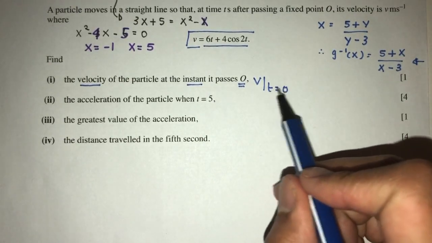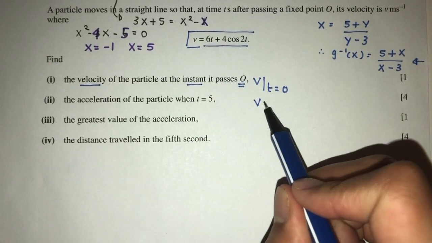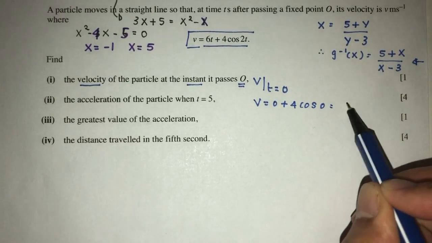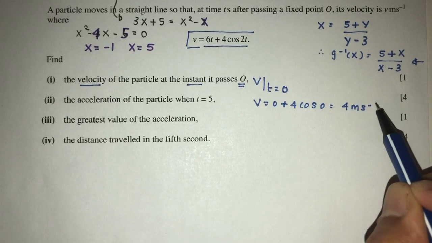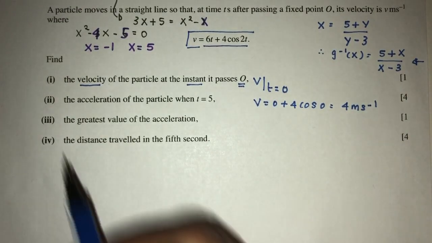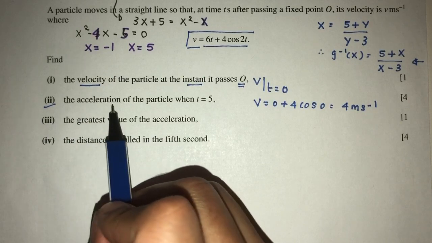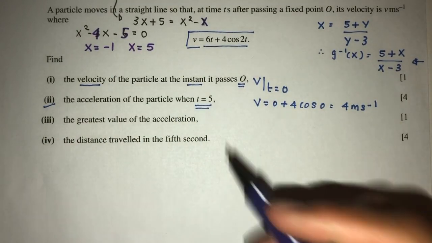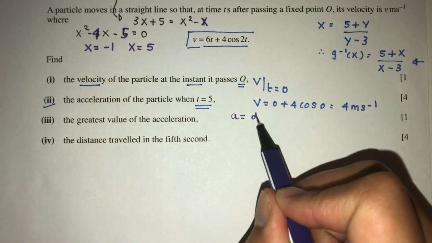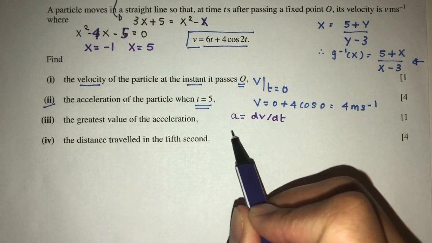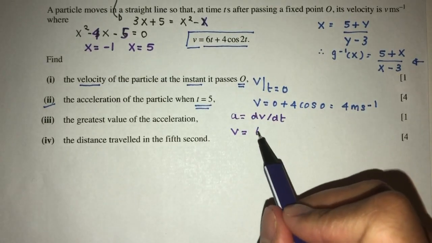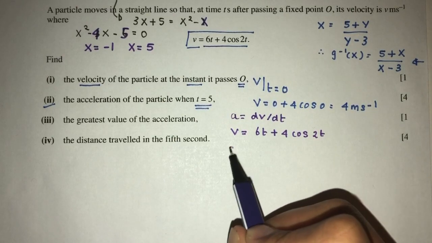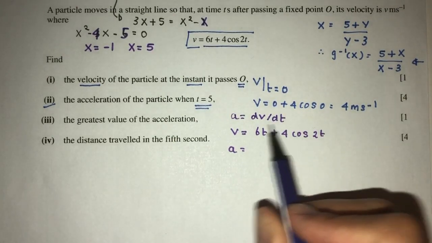So just replace the value of t by 0 in this equation. You will have 0 plus 4 times cos of 0. That should be 4 meters per second. That should be the value of v. Now for part 2, we have to find the acceleration of the particle at time equal to 5. Now, something we have to know is that the acceleration is equal to dv by dt. So we know the value of v has been given to you by 6t plus 4 cos 2t. So a has to be the differentiation of this with respect to t.